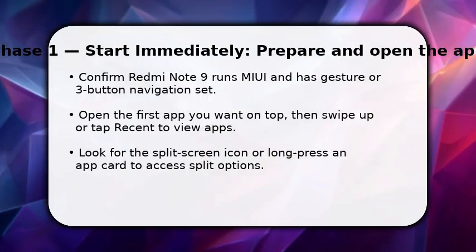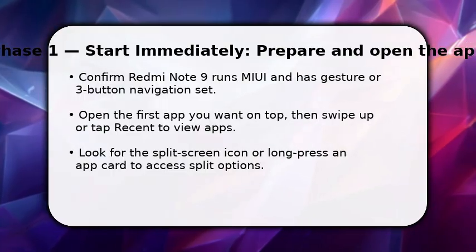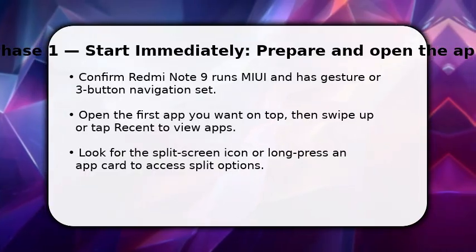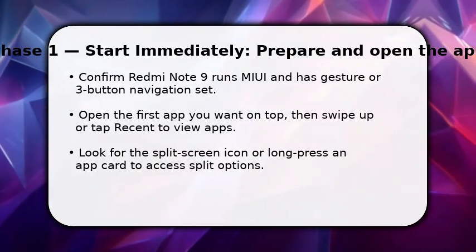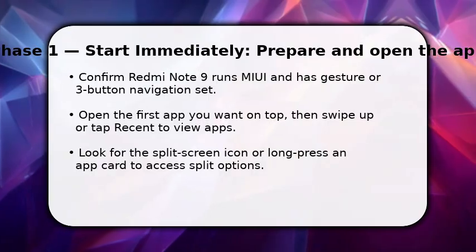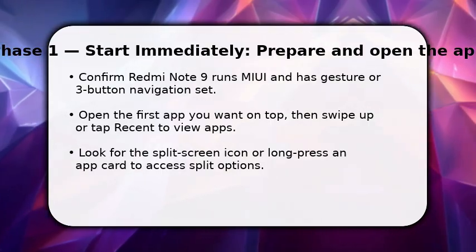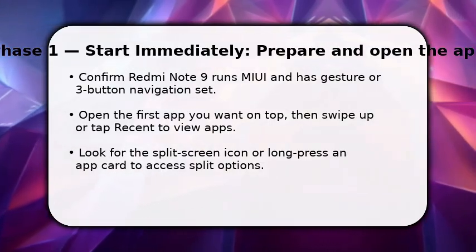You start with the app you want on screen 1, open it now. Once the app is active, make sure navigation mode is set. Either 3-button or gestures work, but gestures change swipes. Next, open recent apps, swipe up or tap the square. When you see the app card, long press it or tap its icon. This reveals the split screen option.